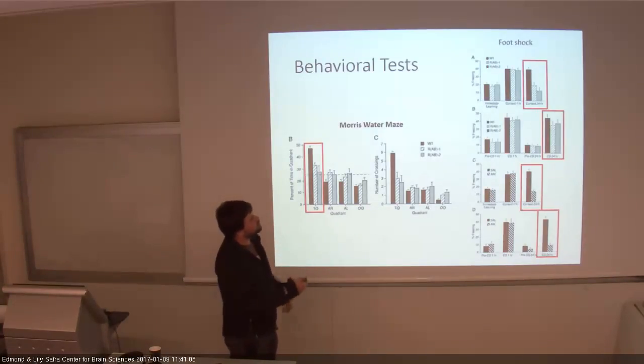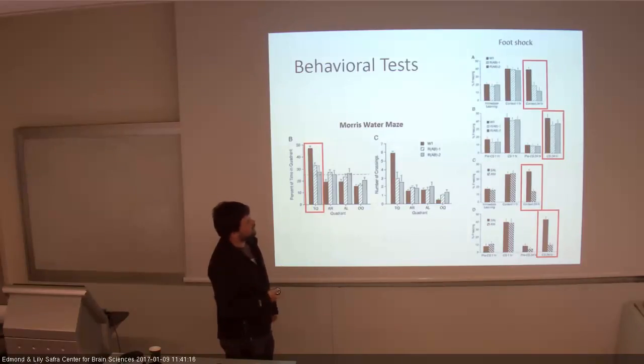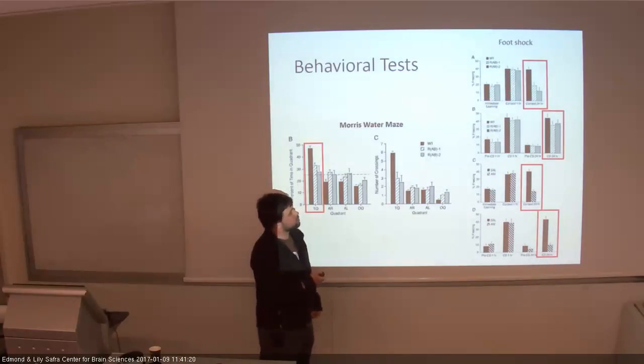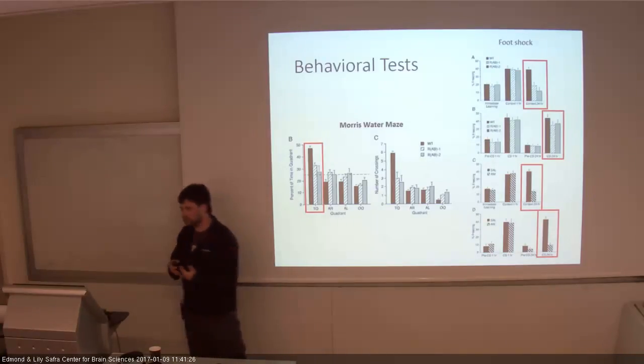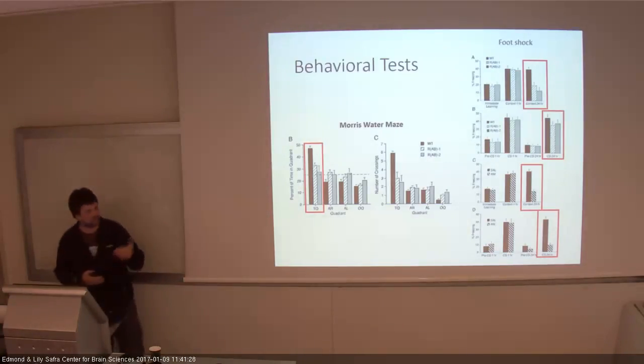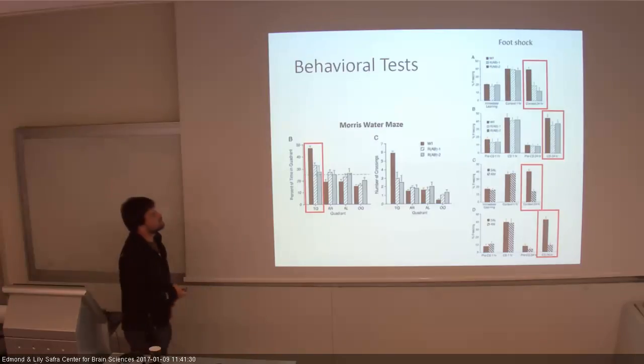And also in contextual memory, which is related to hippocampal function, they saw that there is an effect 24 hours after the learning, which did not show 1 hour after learning, meaning that there is a long-term effect here that is affecting their mice in contextual memory.